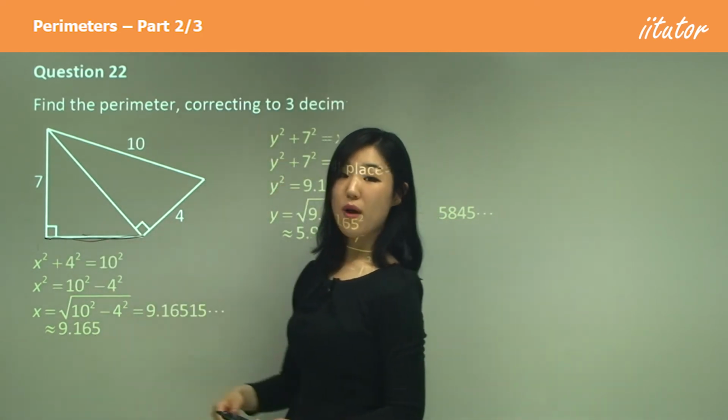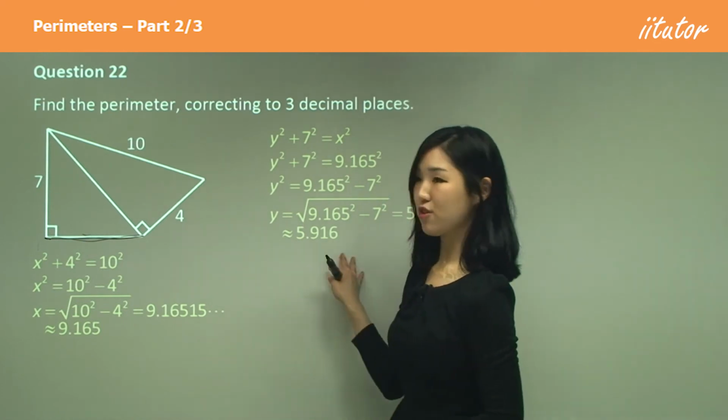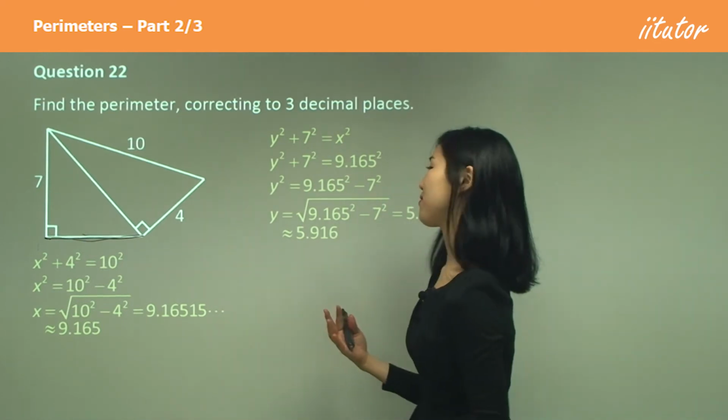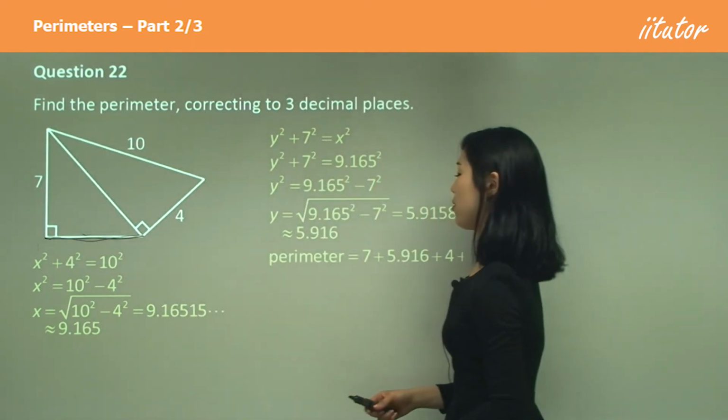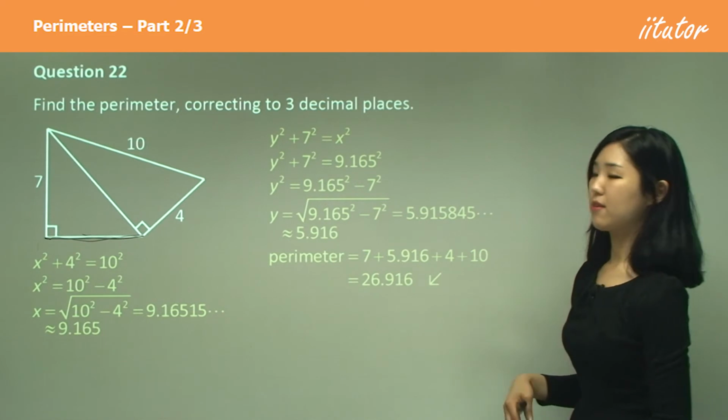That is your answer. That is this length here. So our perimeter, make sure we don't stop there. Make sure you answer the question. It's asking for the perimeter. So it's that plus that plus that plus that. Add it all up and you should get something like that.